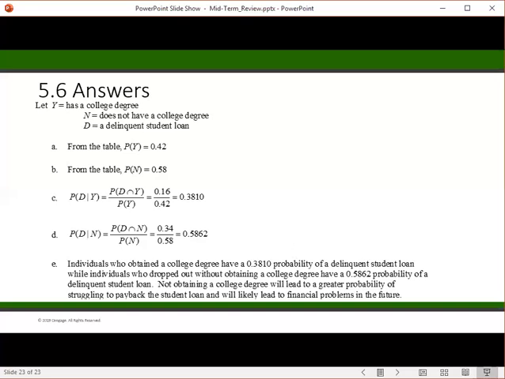And then lastly, the impact of being out of college is an interpretation. And basically, as we see here, not obtaining a college degree will lead to a greater probability of struggling to pay back your student loan.